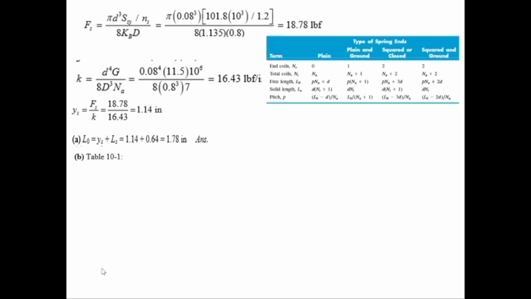Now we are required to find the pitch. So using table 10.1, pitch is equal to L naught divided by Na, and if you see, Na plus 1 is equal to Nt, so pitch is equal to L naught divided by Nt.